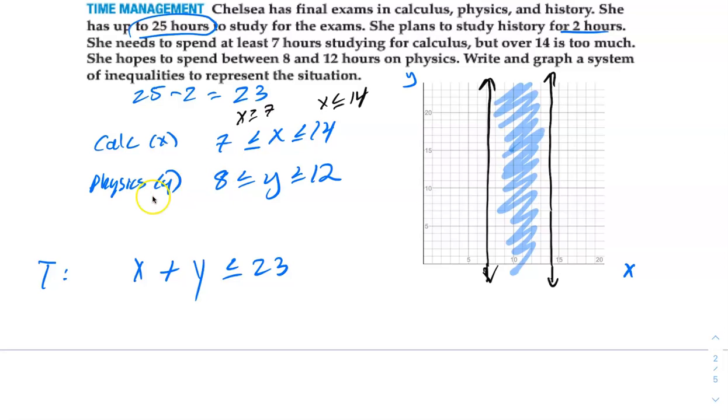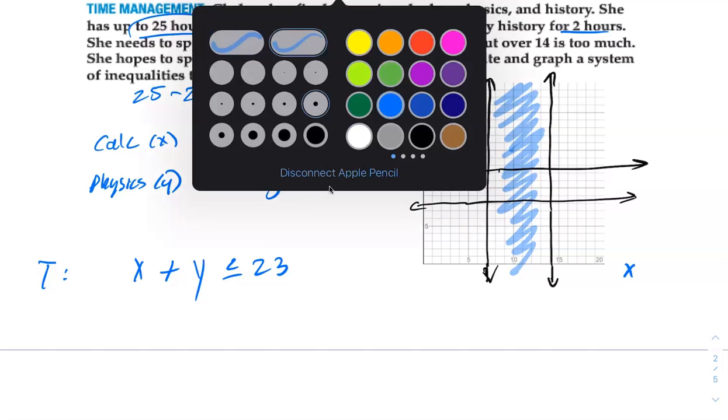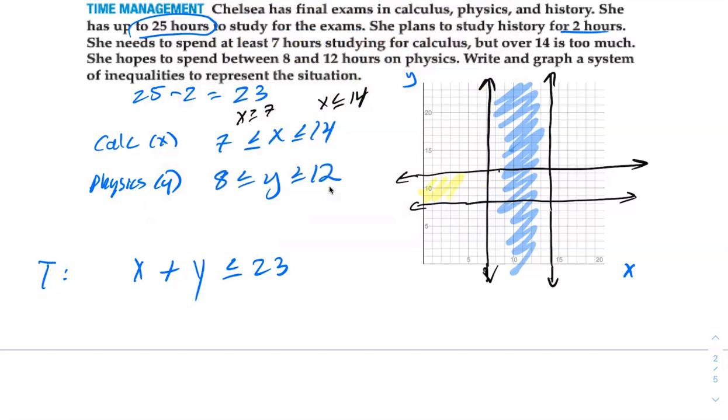And we're going to do the same thing with physics. Physics between 8 and 12. So do a line at 8. And do a line at 12. You're between those guys. So now we're in this little box here. We have one more thing to do though. We gotta do x plus y is less than or equal to 23.